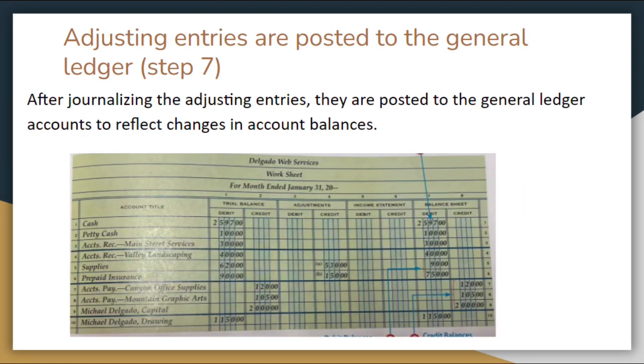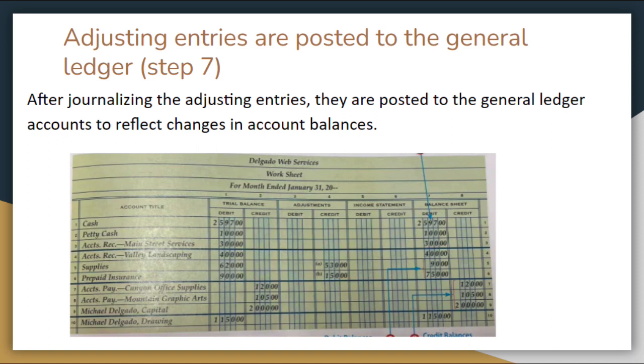Right? Next, the adjusting entries are posted to the general ledger. So after all these adjusting entries are made, they have to be posted back to the general ledger because the story has to be told in accounting, right? So we have to put it back into the general ledger so it can be seen, so all the adjusting entries can be seen.